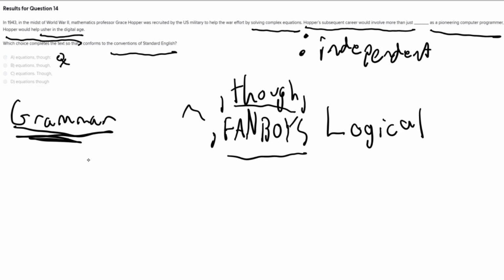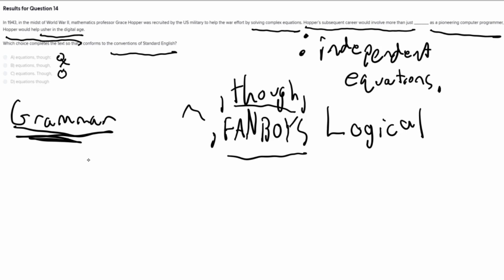Then C says equations, and then it does a period, and then though. So this is actually correct. This is absolutely fine. You could do equations with a period, because that would complete the independent clause. And then though, as a pioneering computer programmer, would be the dependent clause, and then Hopper would help usher in the digital age completes it with the independent clause. So C is completely plausible.